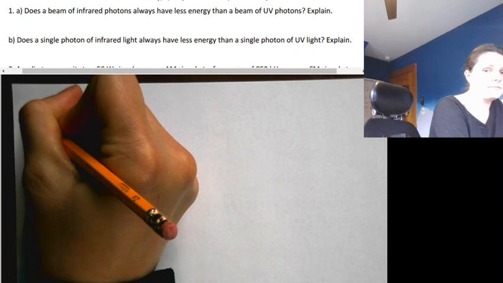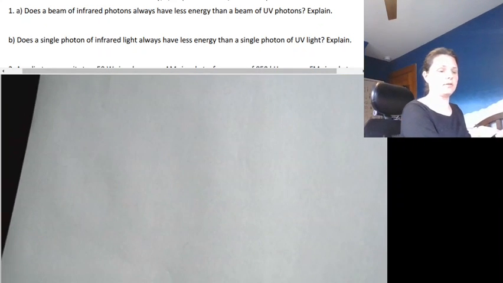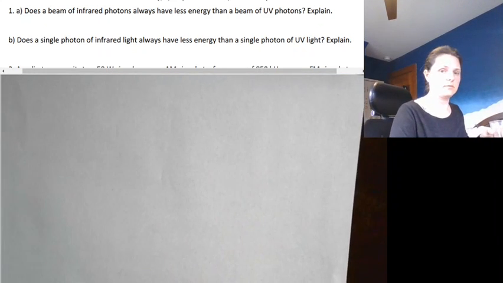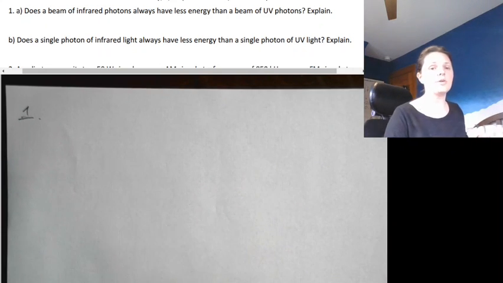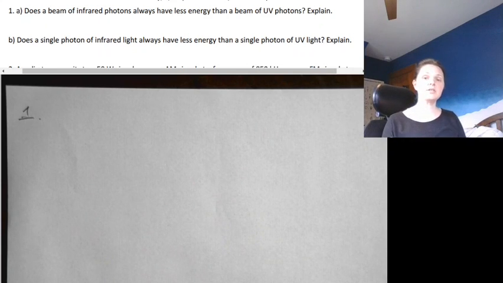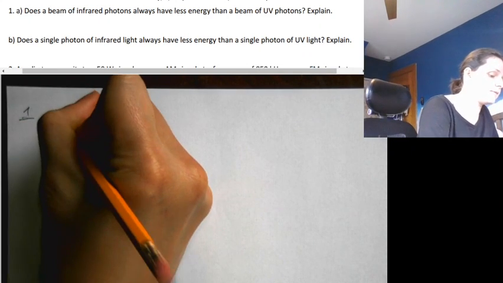So for question number one, let me shuffle this around a little bit so that I can write in a way that is more convenient for me. Okay, so does a beam of infrared photons always have less energy? I actually want to answer part B first. So we'll leave A blank for a second.